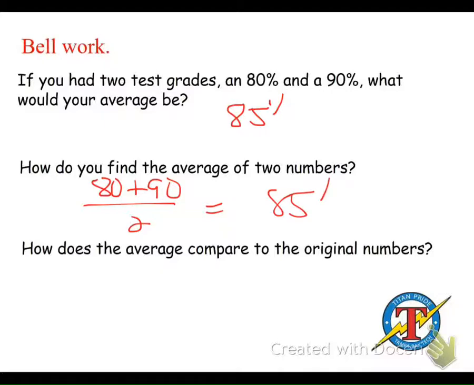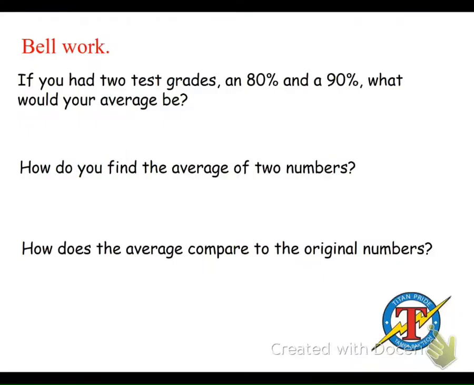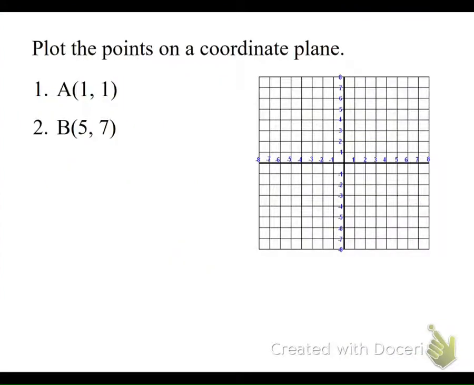All right. How does that average compare to your original two numbers? How does this 85 compare to the 80 and the 90? Well, it's smack dab in the middle of 80 and 90. So it's basically the midpoint. Aha! That is the title of today's lesson. The midpoint formula. Why learn a formula? Just find the point in the middle. That's all we're going to do. So, here we go. Today's lesson.